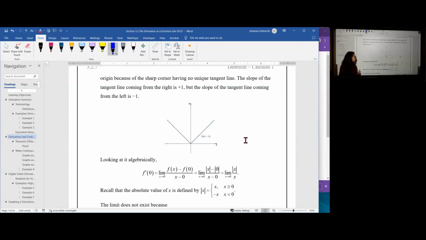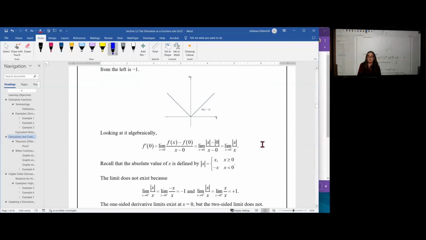Now, why does the derivative not exist at the origin for an absolute value? The derivative is the slope of the difference quotient. In that case, if I'm thinking about the ordered pair (0, 0), I can use the f of x minus f of a formula to find the derivative. f of x minus f of 0 over x minus 0. The definition of f of x is the absolute value of x. And I end up with the limit as x approaches 0 of the absolute value of x divided by x.